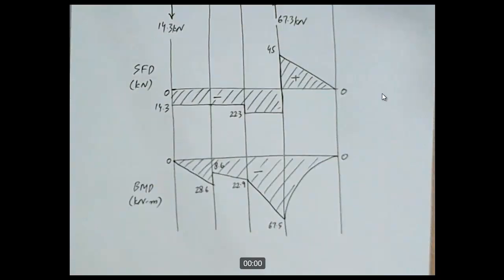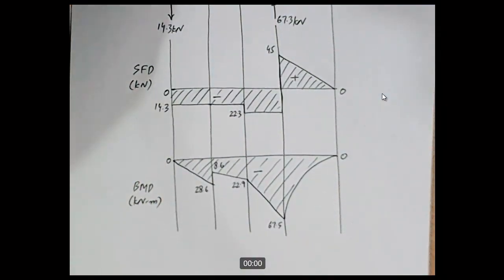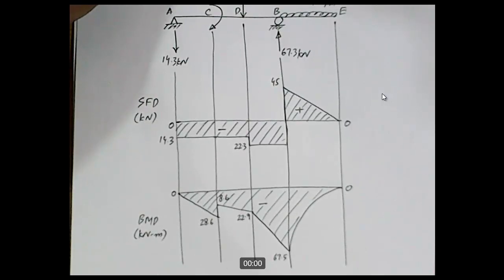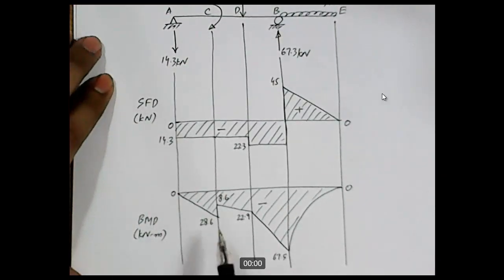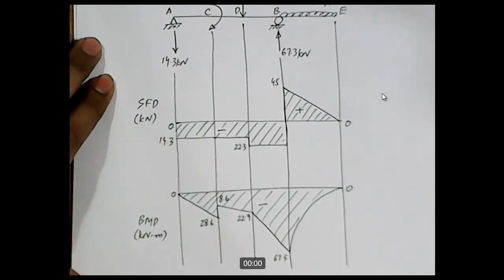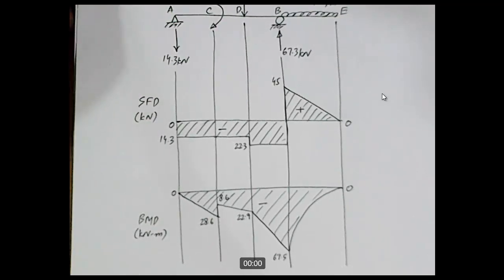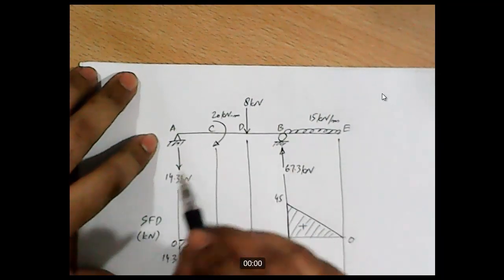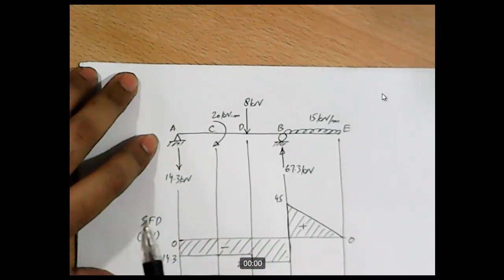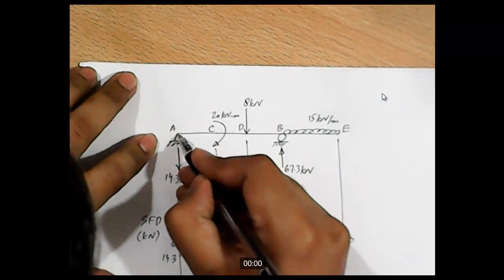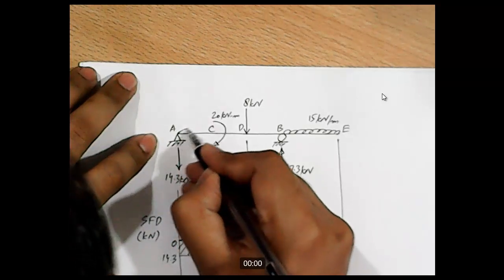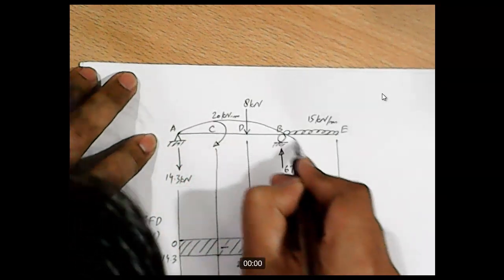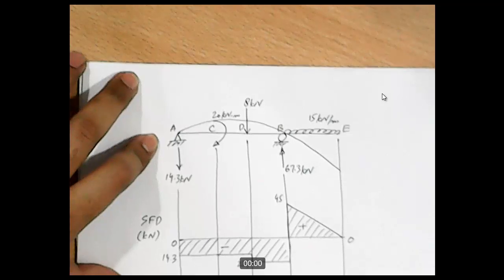Okay, now the last step. The last step is to draw the elastic curve, and in this case the entire bending moment diagram is negative. It means that the entire beam is hogging. So our entire elastic curve will be hogging, and just keep one thing in mind, the elastic curve always passes through the supports. So here is the elastic curve.